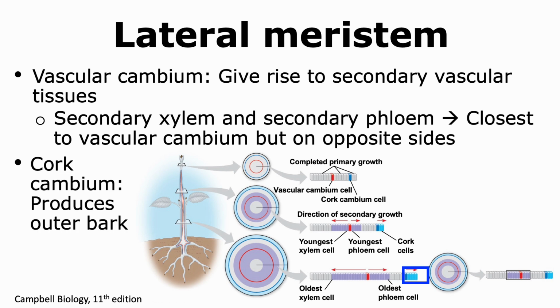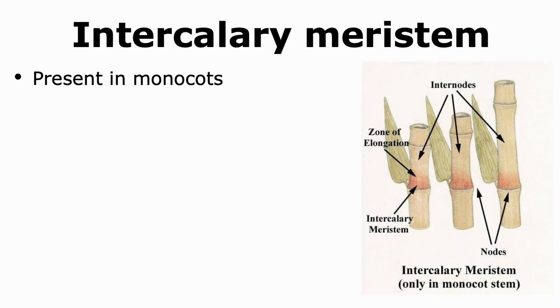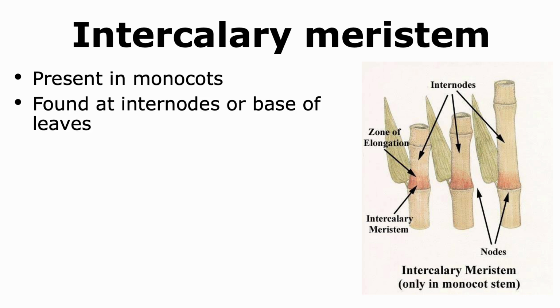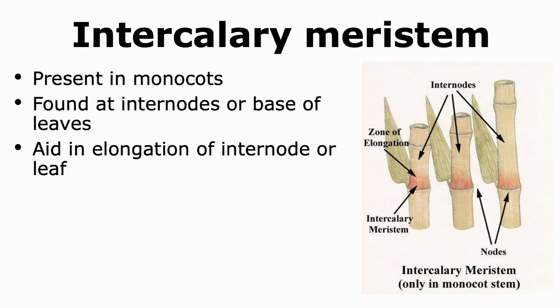The cork cambium gives rise to cells that will form the cork of the trunk, which is the outermost part of the plant. The intercalary meristem is present only in monocots, which are a type of plants belonging to the clade of angiosperms. The intercalary meristem is found at the internodes or the base of the leaves. It aids in the elongation of the internode as well as the elongation of the leaf.